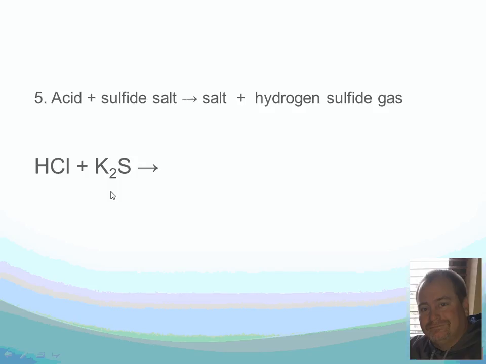Once again, I am going to swap my cations. When I do so, I get H2S. Let me do my salt first, which is potassium chloride, and H2S. That is my hydrogen sulfide gas. Am I balanced? No. I have two potassiums, so I need two potassiums. I need two HCl. Now I am balanced.